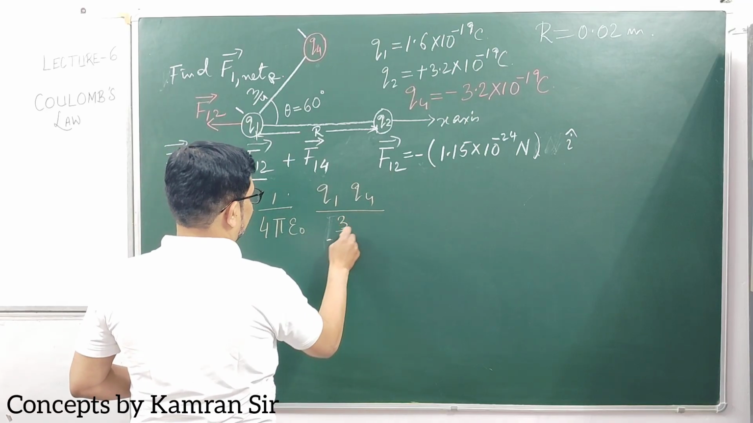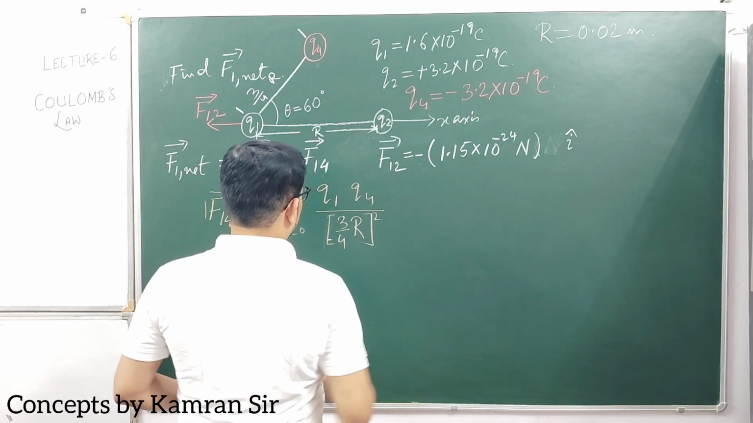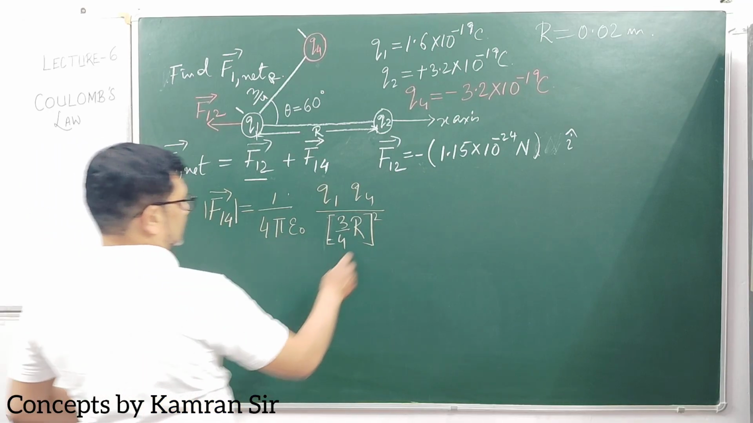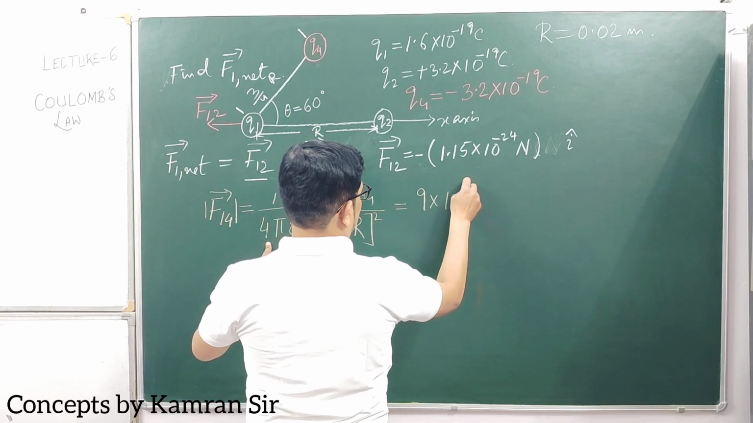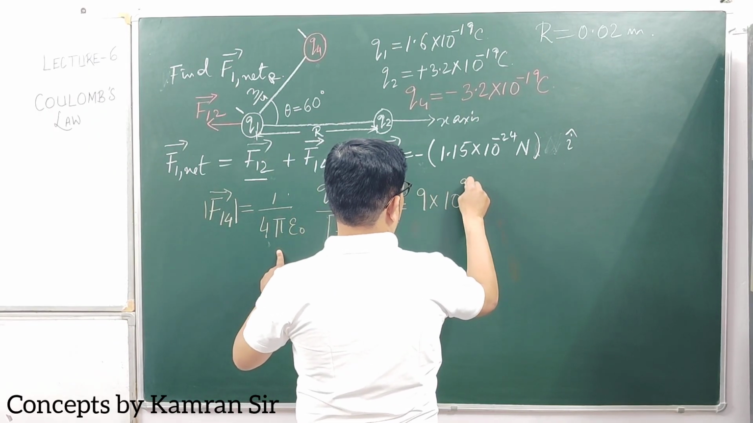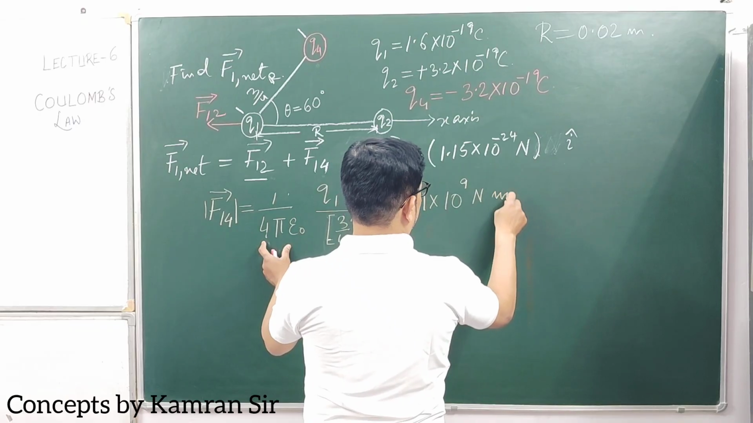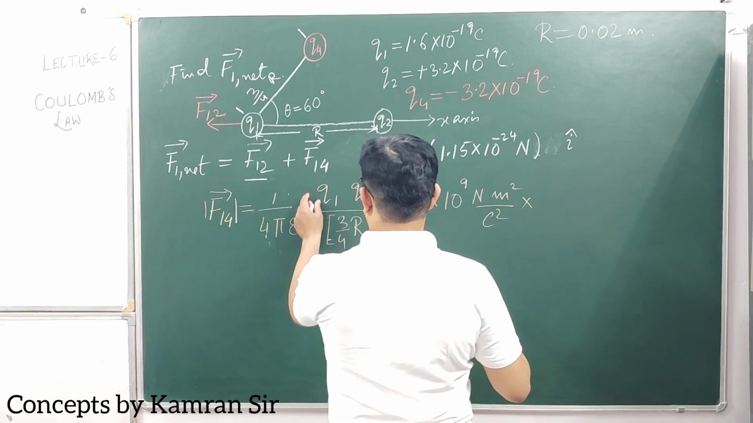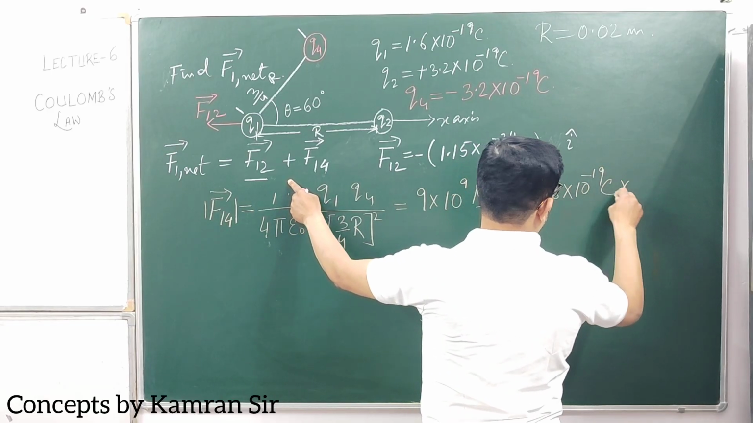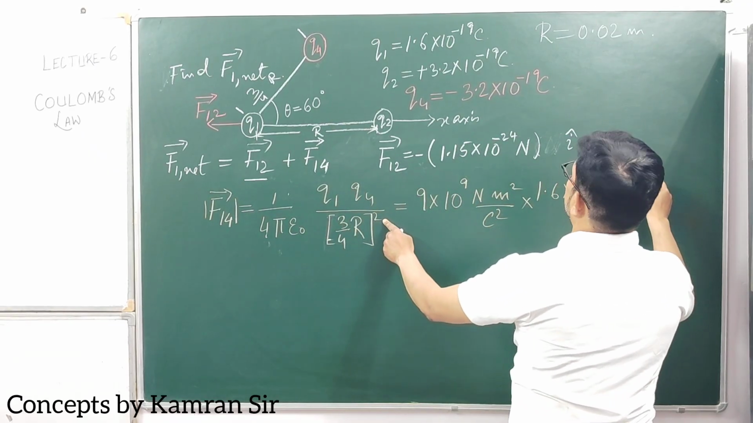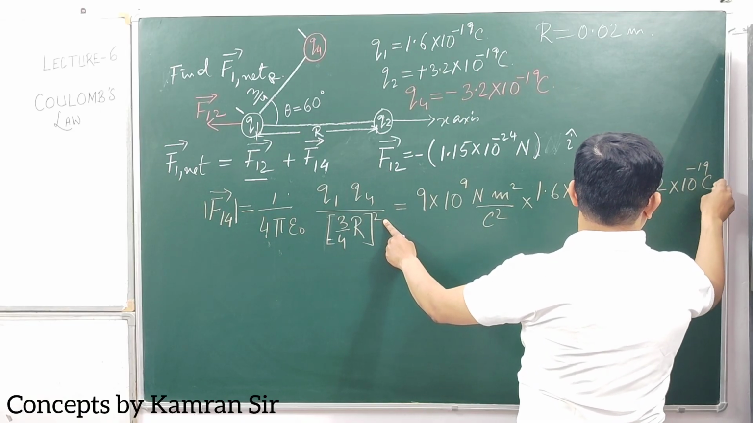So with this information, in the denominator we'll have this value, 3/4 R whole square. Whatever comes, we need to calculate that value. Placing the value, 1 over 4 pi epsilon naught is going to be 9 times 10 raised to the power 9 Newton meter square over Coulomb square. So this is the value K, right? Times Q1. The charge on Q1 is 1.6 times 10 raised to the power minus 19 Coulomb, and the charge on this Q4 is 3.2 times 10 raised to the power minus 19 coulombs, and it's a negative charge.